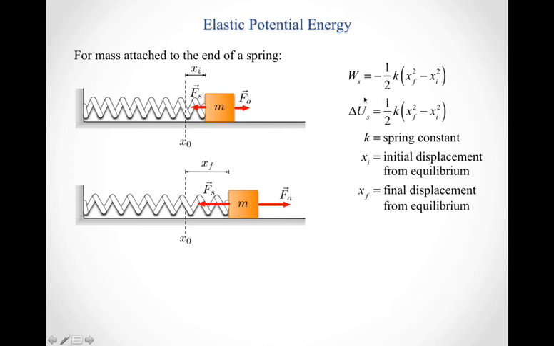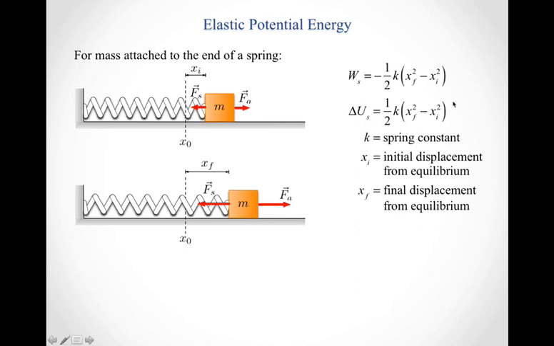Well, we calculated out the work done by a spring as equal to negative 1/2 k times (x final squared minus x initial squared), where k was our spring constant, and x final and x initial were simply the initial and final displacements from equilibrium. If the change in the elastic potential energy is simply negative the work done by the spring, then those two negative signs are going to cancel, and I get that the change in the elastic potential energy is 1/2 k times (x final squared minus x initial squared), where again k is the spring constant and x_i and x_f are the initial and final displacements from equilibrium.